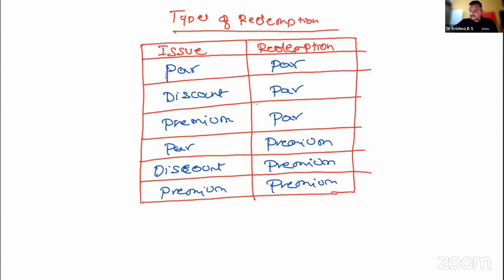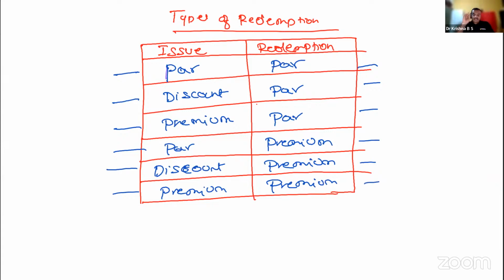Okay. I think you are understanding whatever I am telling. Just a second, sir. Right. So simple to understand. Par, discount, premium, par, discount, premium. Remember it. On the other side, par, par, par, premium, premium, premium. This is how you should remember.